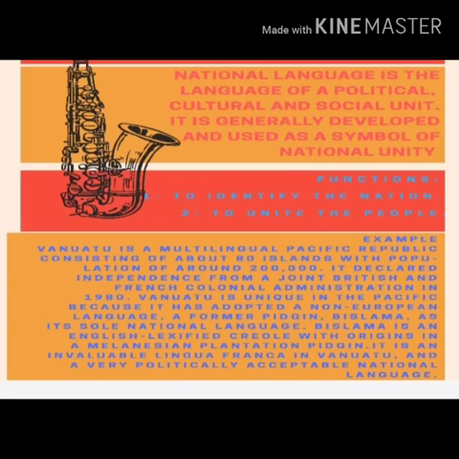Example, Vanuatu is a multilingual Pacific republic consisting of about 80 islands with a population of around 200,000. It declared independence from a joint British and French colonial administration in 1980. Vanuatu is unique in the Pacific because it has adopted a non-European language, a former pidgin, Bislama, as its sole national language. Bislama is an English-lexified Creole with origins in a Melanesian plantation pidgin. It is an invaluable lingua franca in Vanuatu and a very politically acceptable national language.